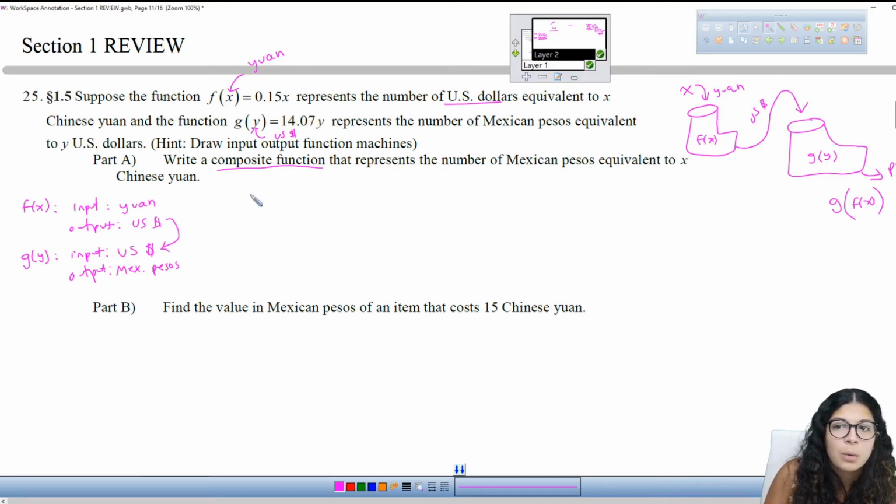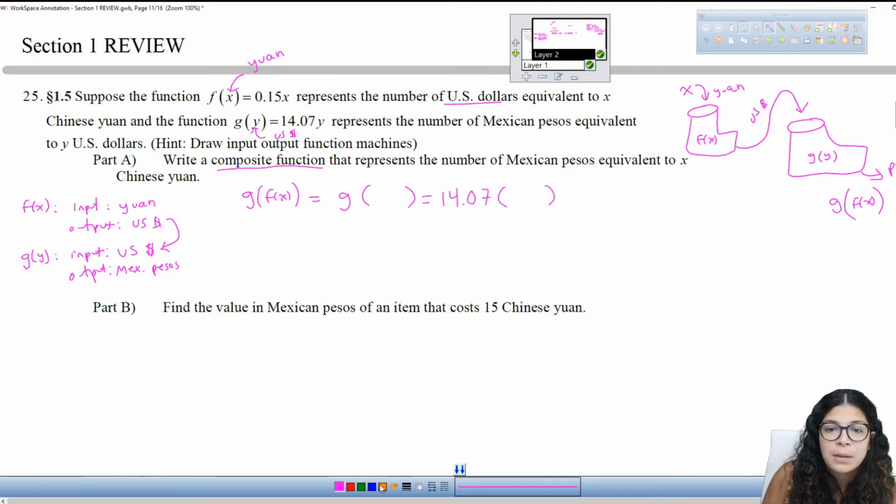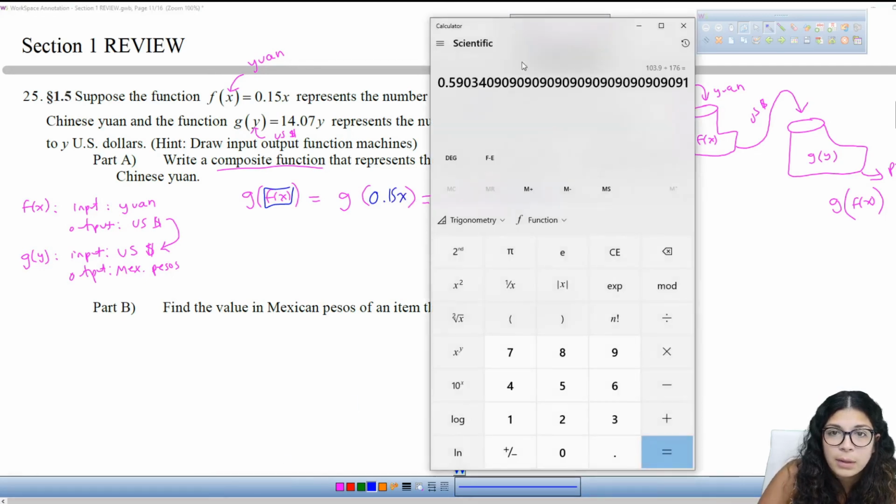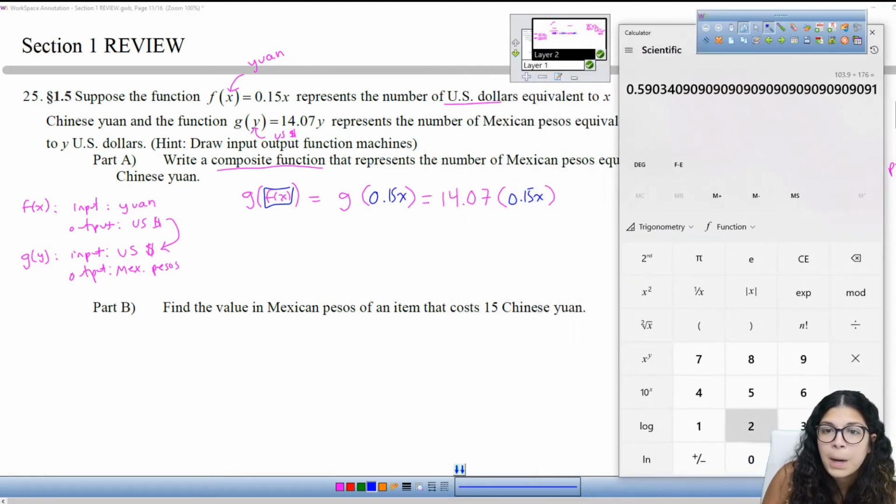Okay, so G of F of X, and it's asking me to write the function, right? So I actually have to fill it in. So G of input equals 14.07 times the input. The input that we're plugging in is F, which is 0.15x. Now, I'm just going to use a calculator to be lazy here.